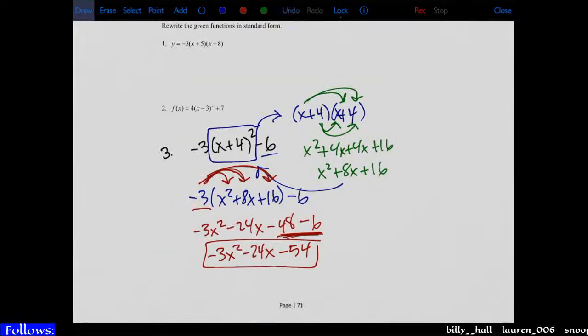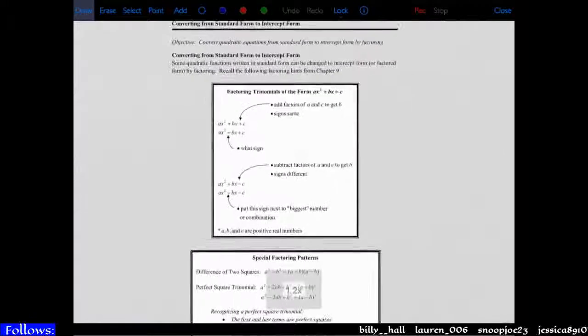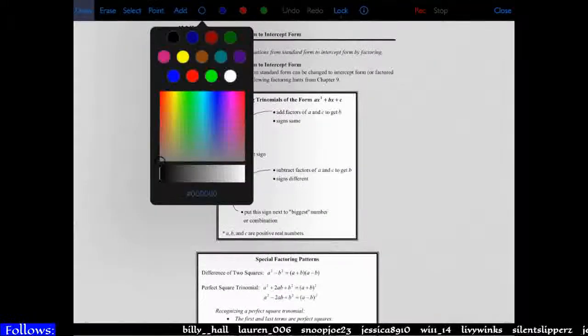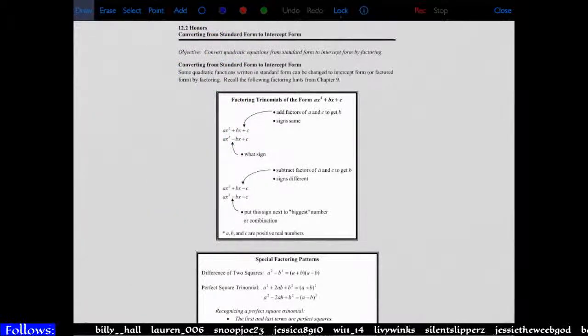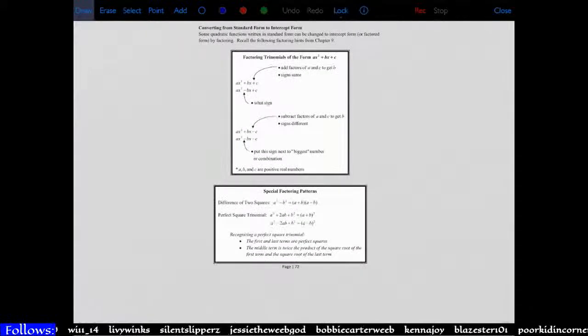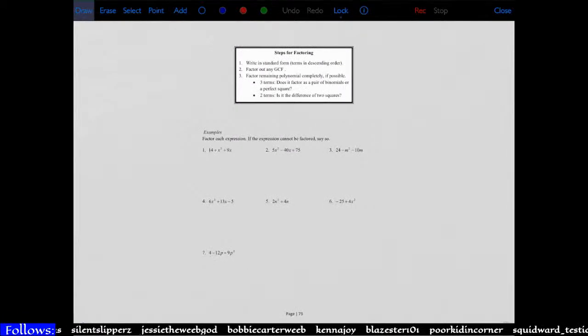Alrighty, let's go to the next one. So going to intercept form, this is just factoring. Again, you should know how to factor. Hopefully you do. If you don't, you need to go back and watch videos on Canvas on how to factor. I'm sorry, but you just gotta.